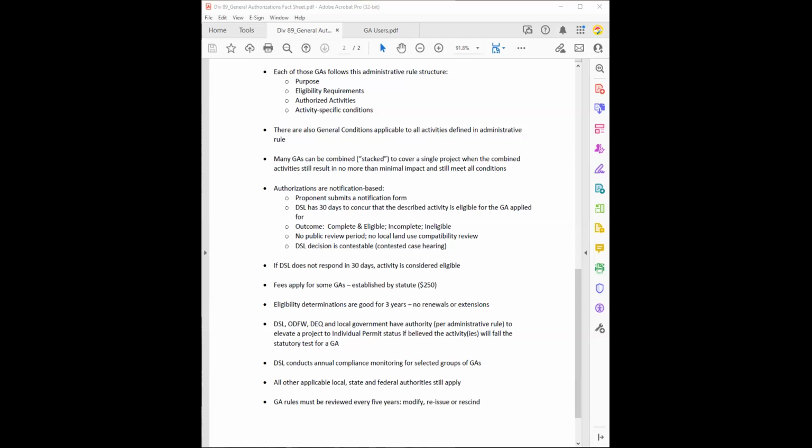We have up to 30 days to look at that notification. By the end of 30 days, we'll determine one of three outcomes. Either we'll tell the person, yep, your notification was complete. It gave us all the information we needed, and we can tell you that you met all the requirements of rule. You're good to go. You're eligible to use that pre-issued permit. The second outcome is we can't tell because you didn't give us enough information. You didn't fill out all the information areas on the notification form that you needed to, and we'll tell people in some detail what they still need to tell us to make that determination. Third outcome is, sorry, your project's not eligible.